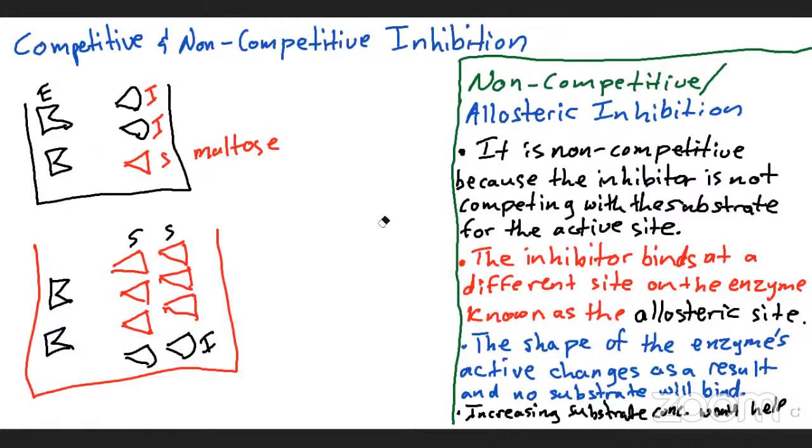That's for competitive. For non-competitive now, which is allosteric, this is what happens. I don't have to draw a box for that. Let us say that this is our enzyme. This part here is the allosteric site. But the allosteric site is where the inhibitor is going to bind. This is the active site.